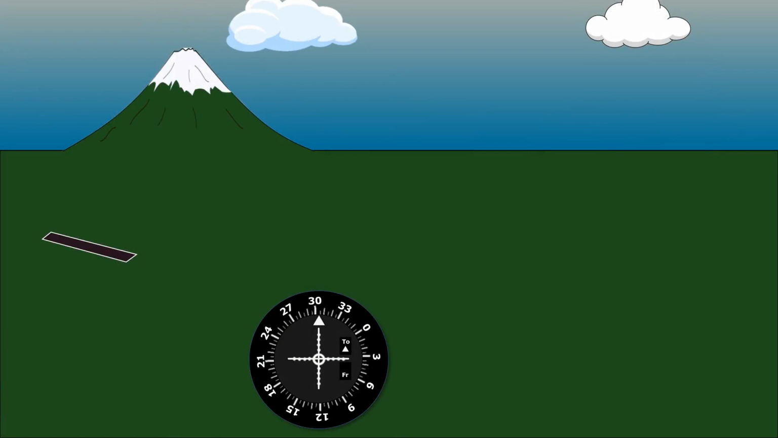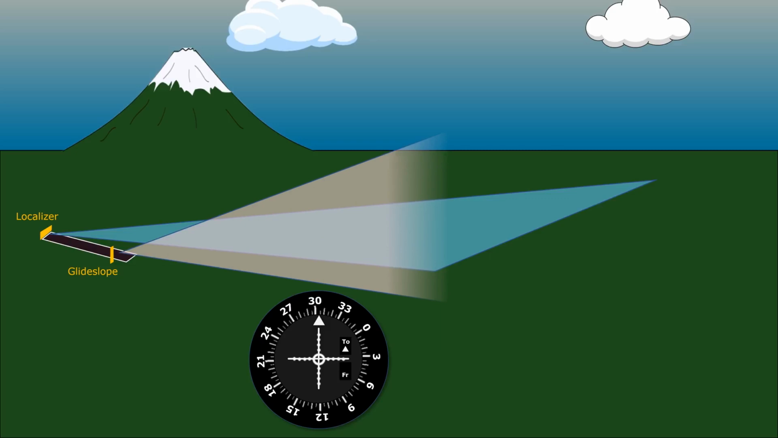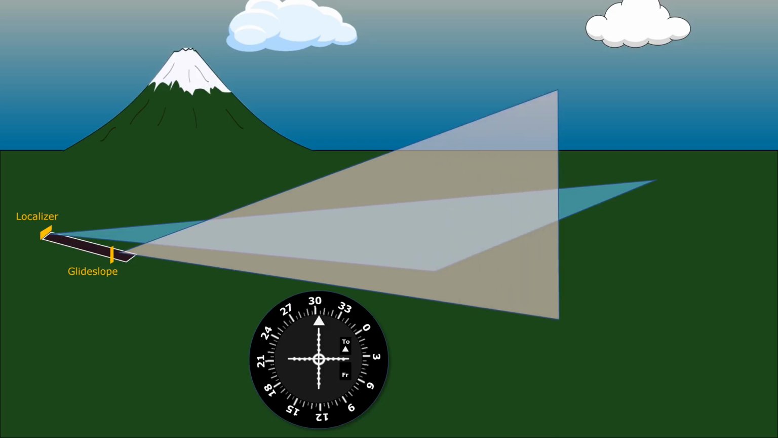So, putting the localizer and glide slope together, we get three-dimensional guidance down to the runway. First, we see the localizer beaming a course from its antenna at the back of the runway, and the glide slope transmitting a course from closer to the approach end. Where they intersect, the aircraft will be shown as being on center of both needles. Deviating off this three-dimensional center will indicate on one or both needles accordingly.